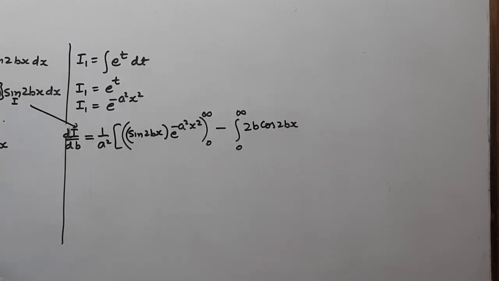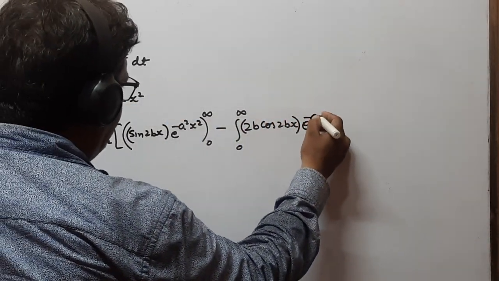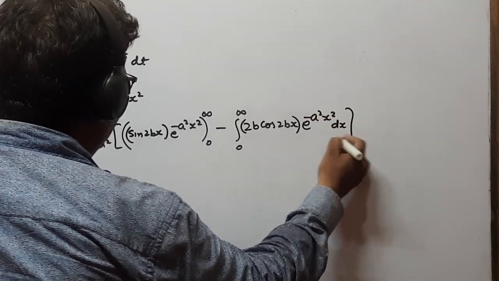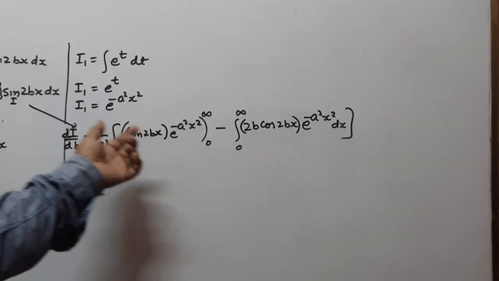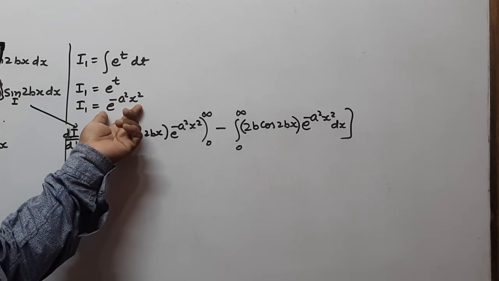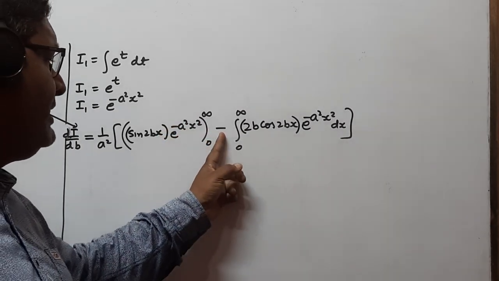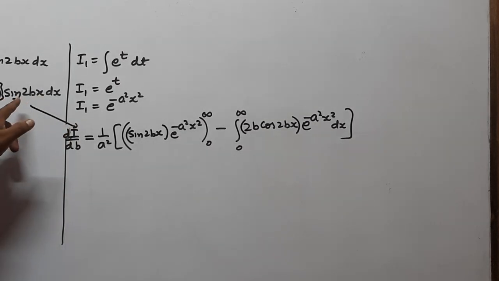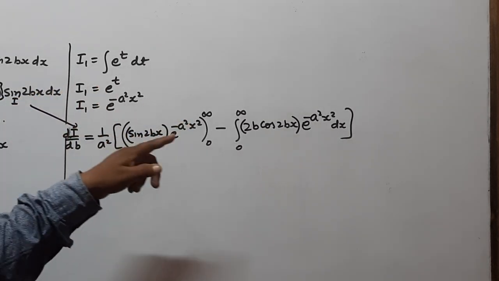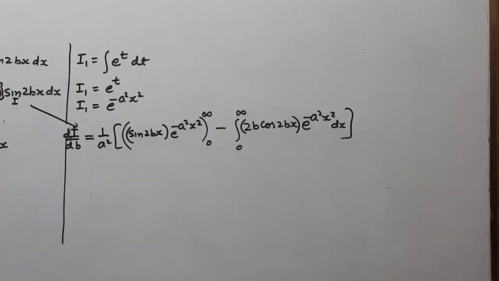Now the integration of the second function. So the second function integration is e to the power minus a square x square dx. Here we use integration by parts. So first we write the first function, that is sine 2bx. Then the integration of the second function, and we know that it is e to the power minus a square x square. Here we write the limit, then minus integration, then the differentiation of the first function. So the differentiation of the first function is cos 2bx multiplied by 2b, because 2b is constant here, and the integration of the second function, that is e to the power minus a square x square.